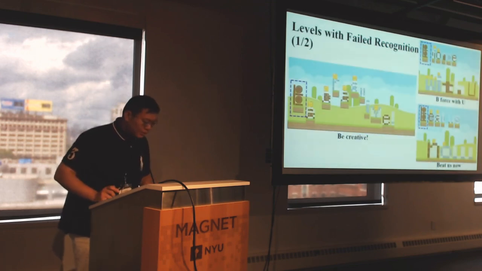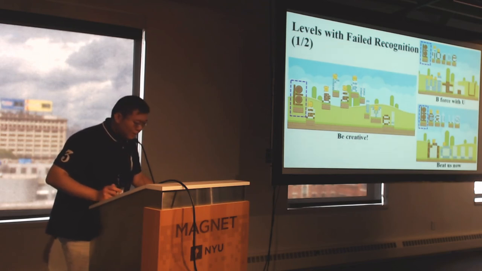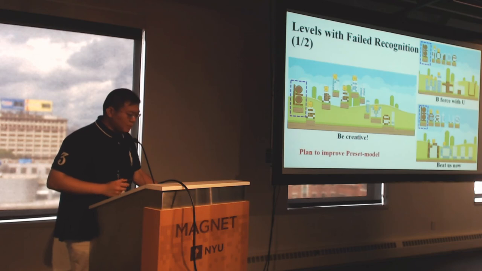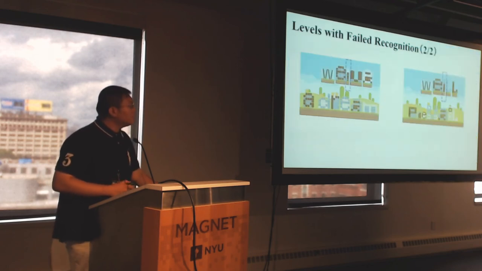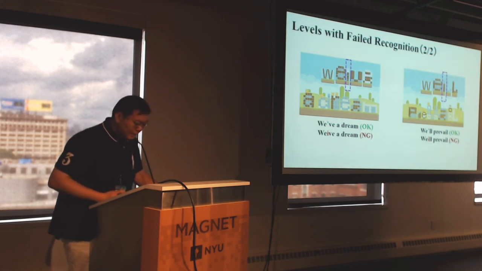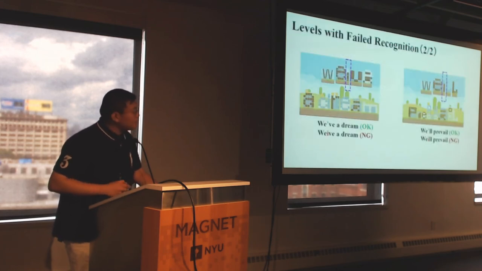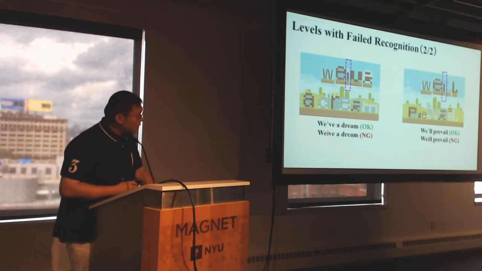These are examples of levels with failed recognition. This B was generated using the preset model. As a result, we plan to improve the preset model. These are the examples of levels with failed recognition due to the pattern struct. The letter I was mistaken as the apostrophe in these examples.